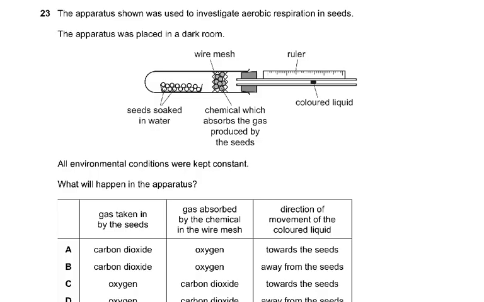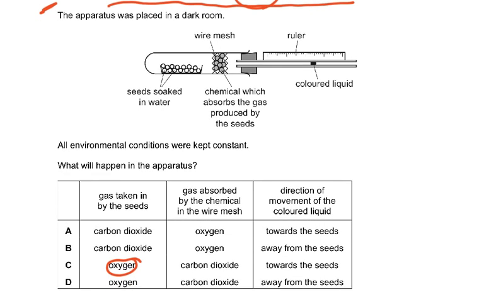Question number 23. The apparatus shown was used to investigate aerobic respiration. So if it's aerobic, then you can understand that it's going to be oxygen which we are going to be talking about. The apparatus was placed in a dark room. And then we have a wire mesh, we have a chemical which absorbs the gas produced by the seeds, and there is seed soaked in water, and then we have the colored liquid. So gas taken in by the seeds would be oxygen, gas absorbed by the chemical would be carbon dioxide, and direction of movement of the colored liquid would be this side.